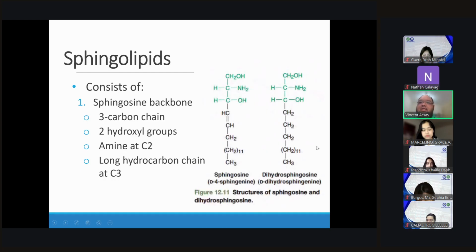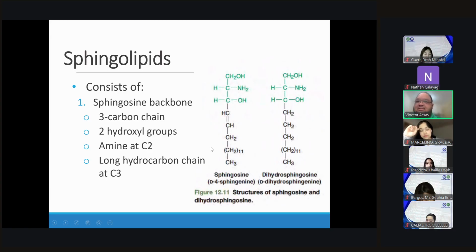Next, we look at sphingolipids. This time it consists of a sphingosine backbone. Sphingosine is here in green, where it first has a 3-carbon chain with 2 hydroxyl groups, one on alpha carbon 1 and one on carbon 3, with an NH2 amine at C2, and then a long hydrocarbon chain attached at C3.